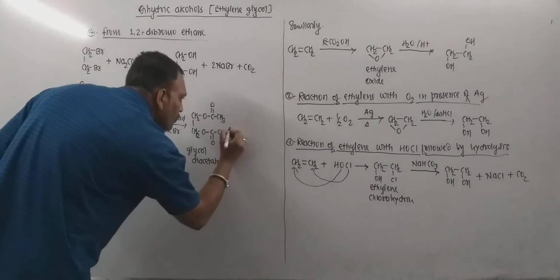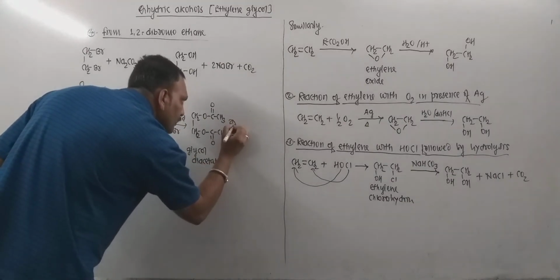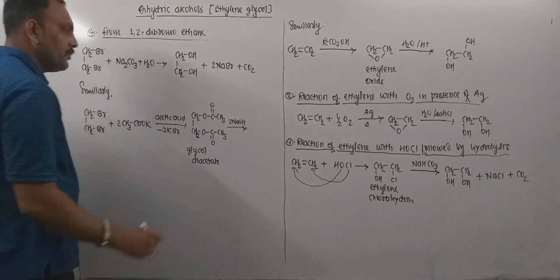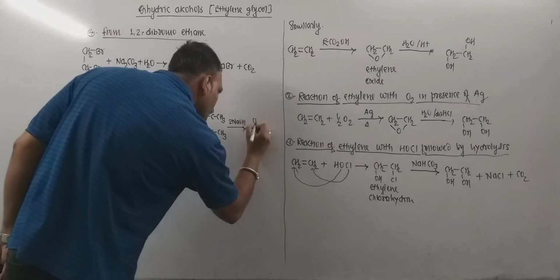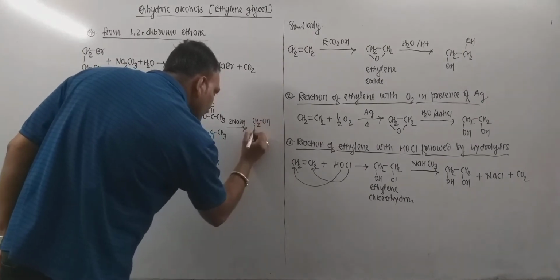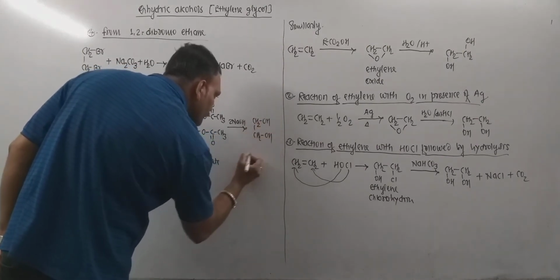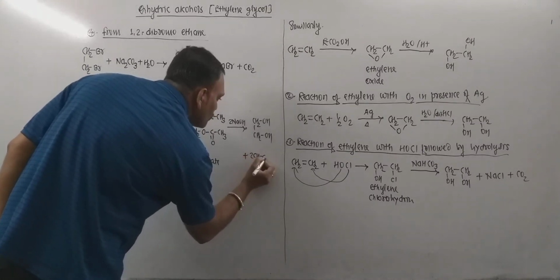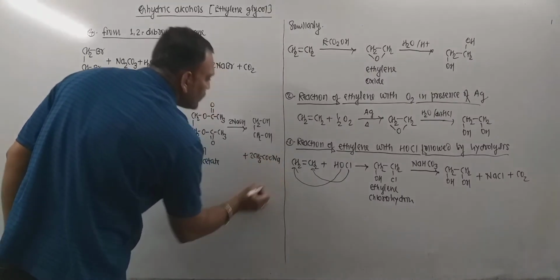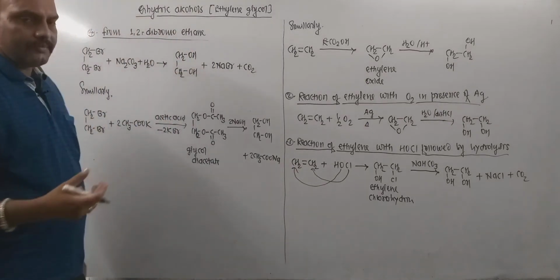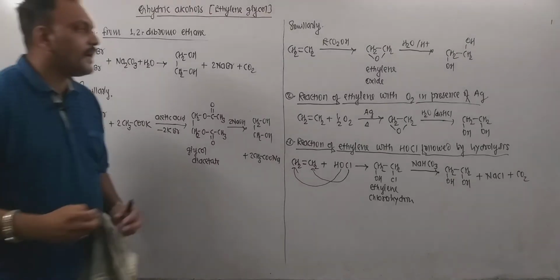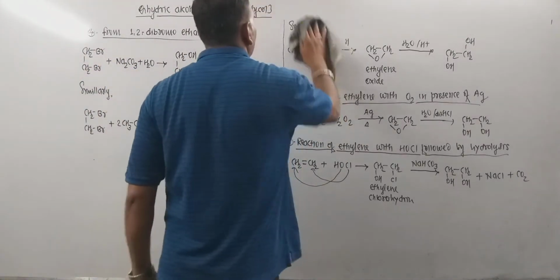Now this glycol diacetate is to be treated with dilute NaOH solution. So by doing this, one can get ethylene glycol along with what? Sodium salt of acetic acid as a byproduct. In this way, ethylene glycol can be produced by different ways.